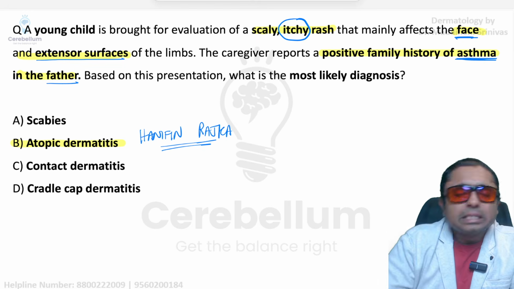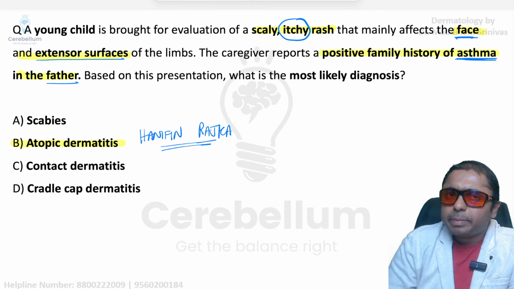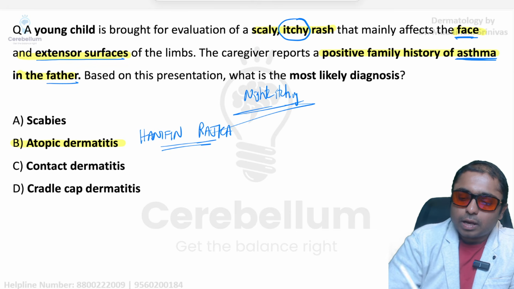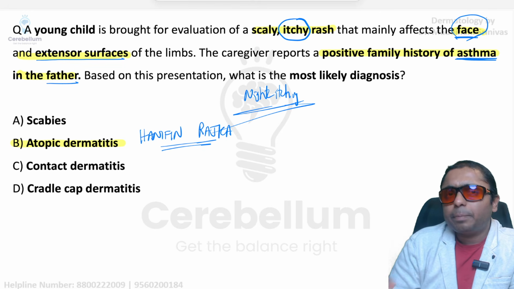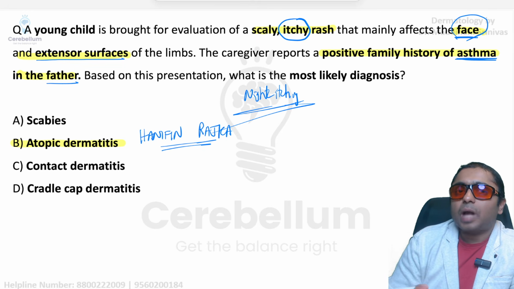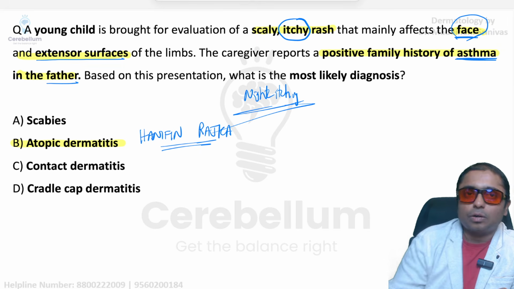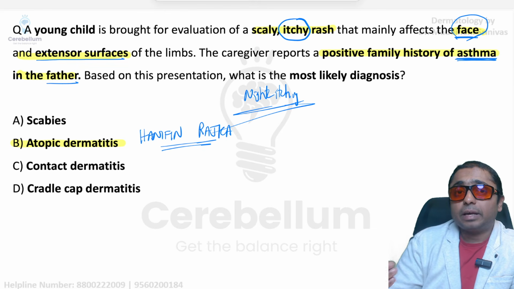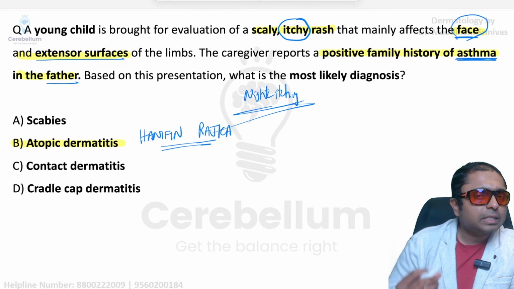Some students told me, sir, there was a mention of nocturnal nighttime itching in this child, so why can't it be scabies? That was what some students were telling, that nocturnal or night itching was mentioned. Okay, but in the question it is mentioned that the face is involved, and remember, in scabies, infants have involvement of the face, but not children. And also, why will the examiner give a history of asthma in the father if they want the answer to be scabies? That does not make sense. So that's why the better answer is atopic dermatitis.